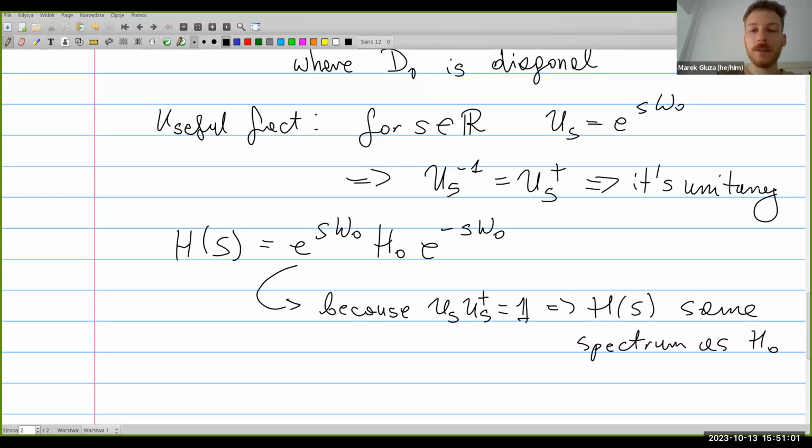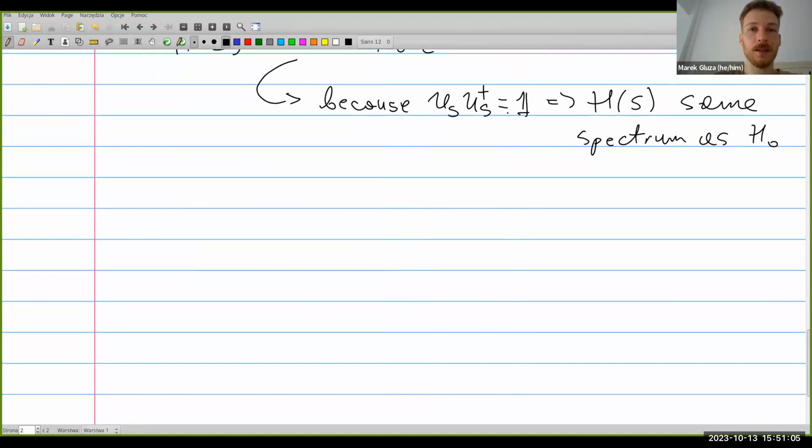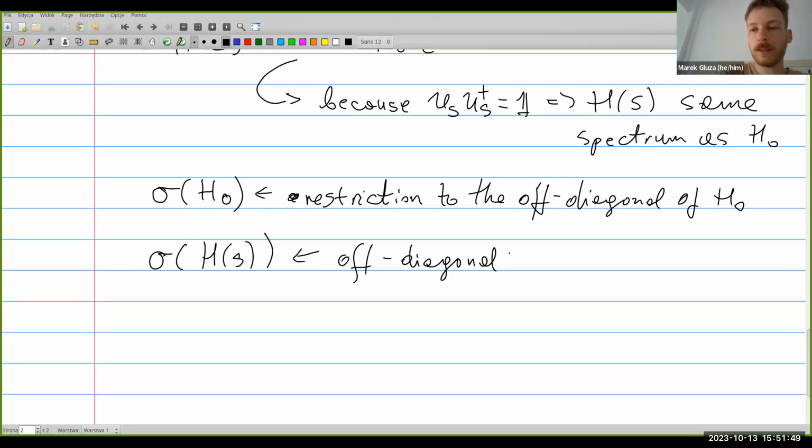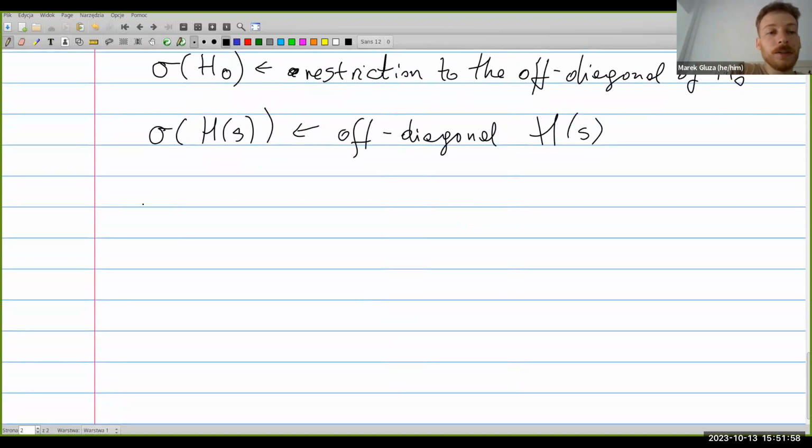Okay. And now we want to talk about something that happens. And today, maybe I will only make the claim, and next time we discuss some more how to prove it. But let's see, maybe we have enough time. So now let me define sigma of H zero to be the restriction to the off diagonal of H zero. Now I could also look at H of s, and that would be the restriction to the off diagonal of H of s. And now I could also define delta of H zero, which I will need, which is the diagonal restriction.